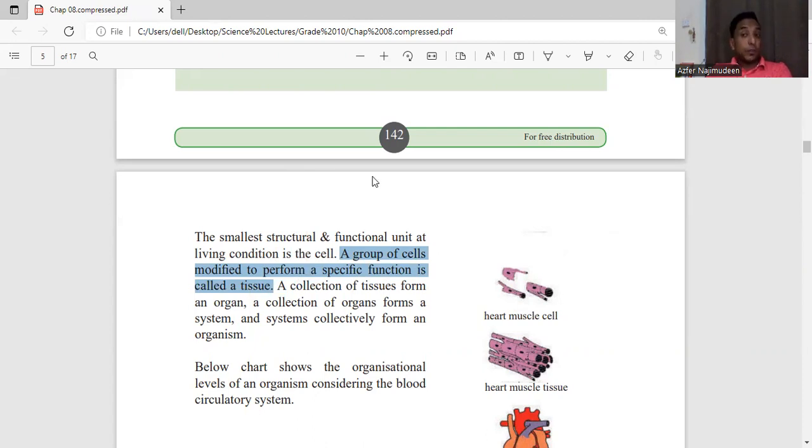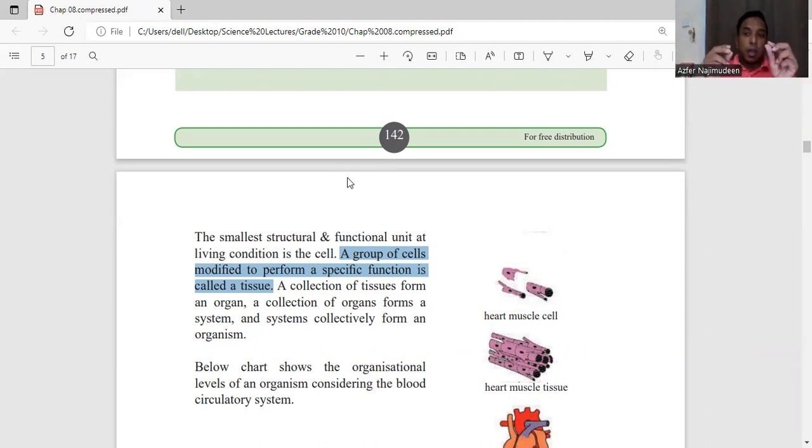So these are the definitions they ask in your paper. You get these questions, so you can simply score 1 mark, right? If you know these definitions, you can score 1 mark. So you have to remember, don't memorize, but just link it to something. You just create an image. Okay, a cell is the smallest structural and functional unit of all the living organisms, right?